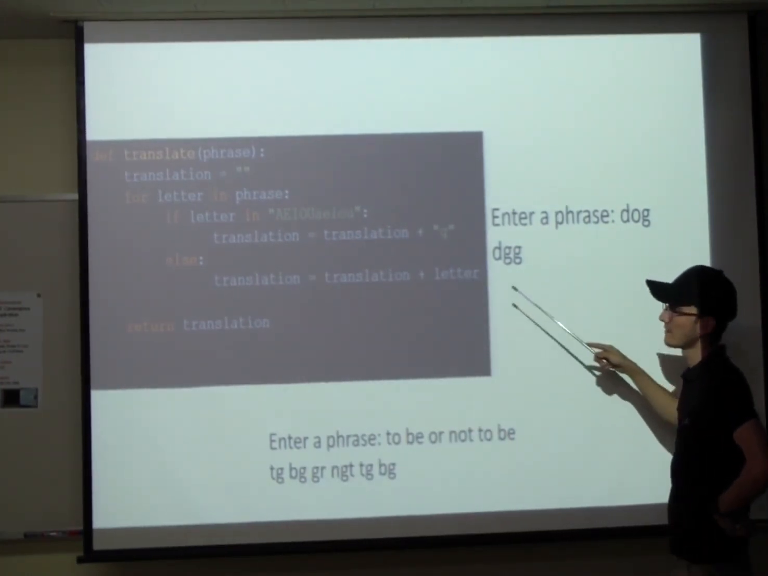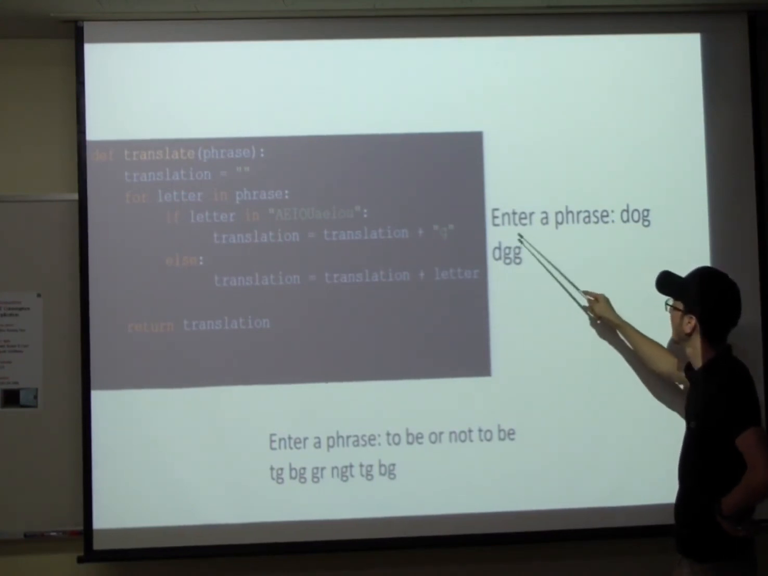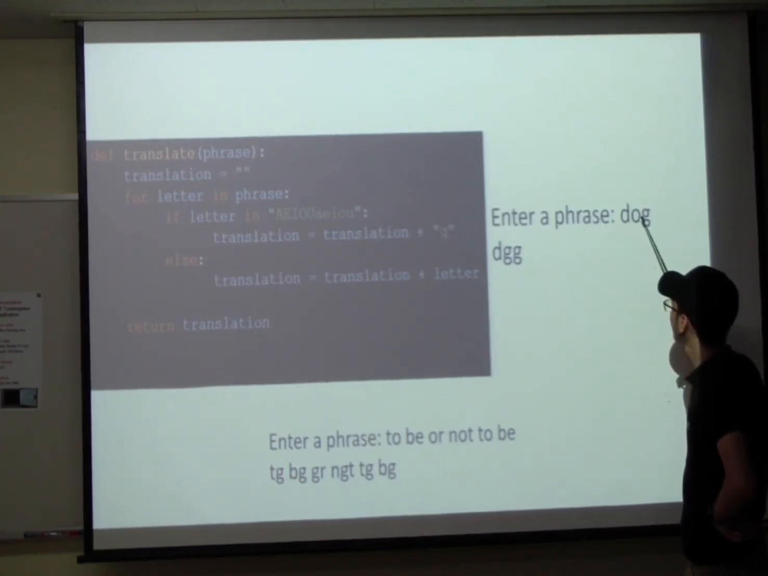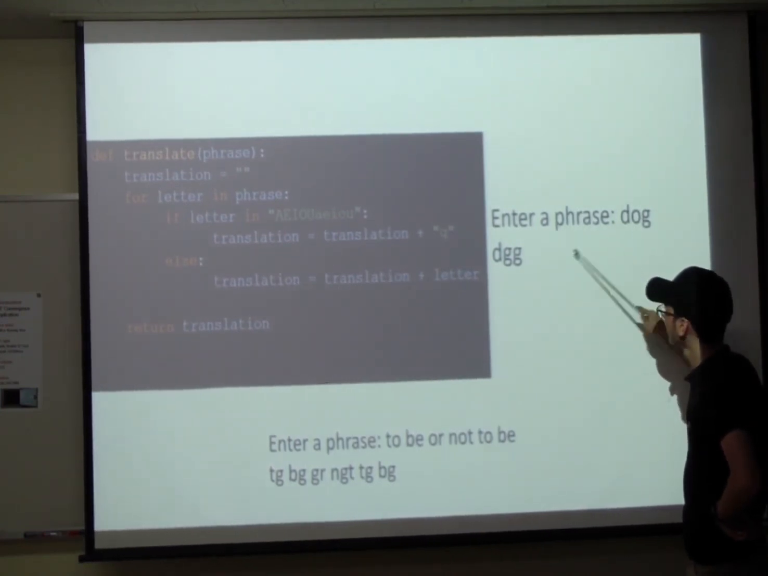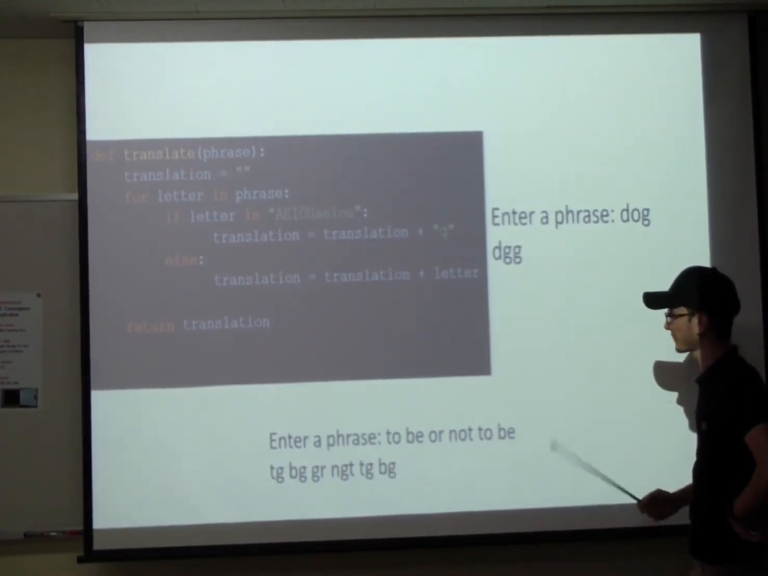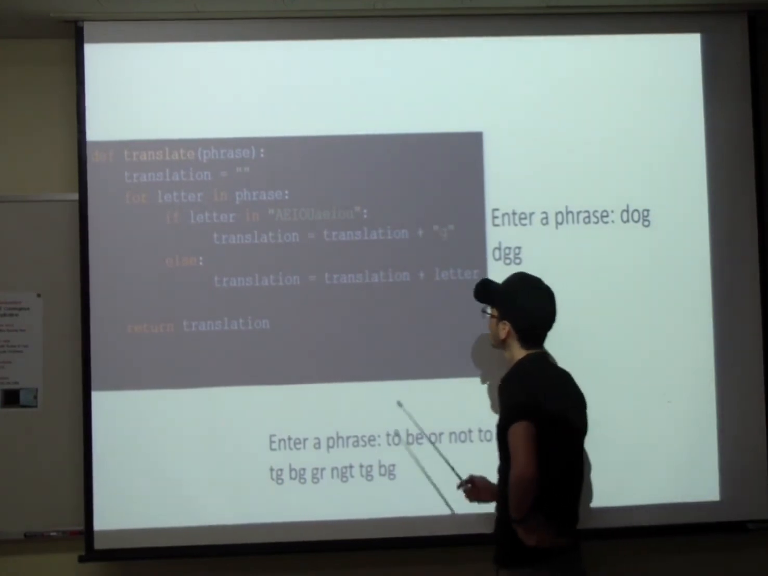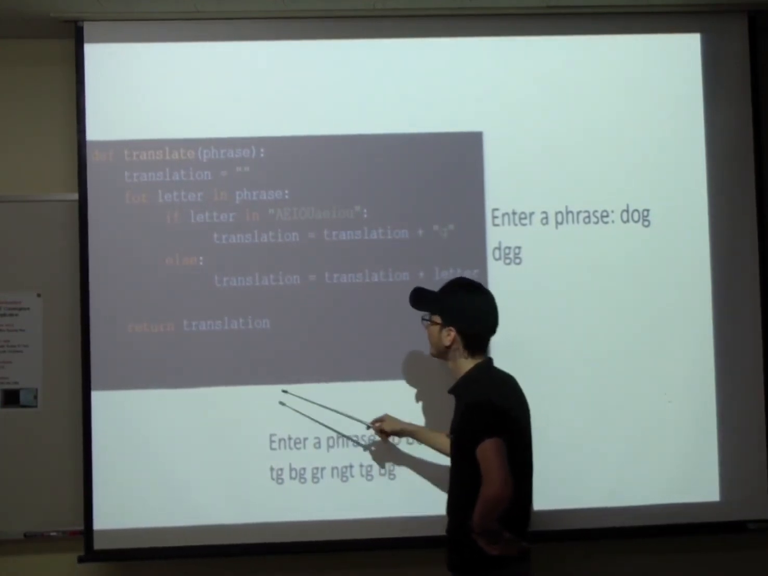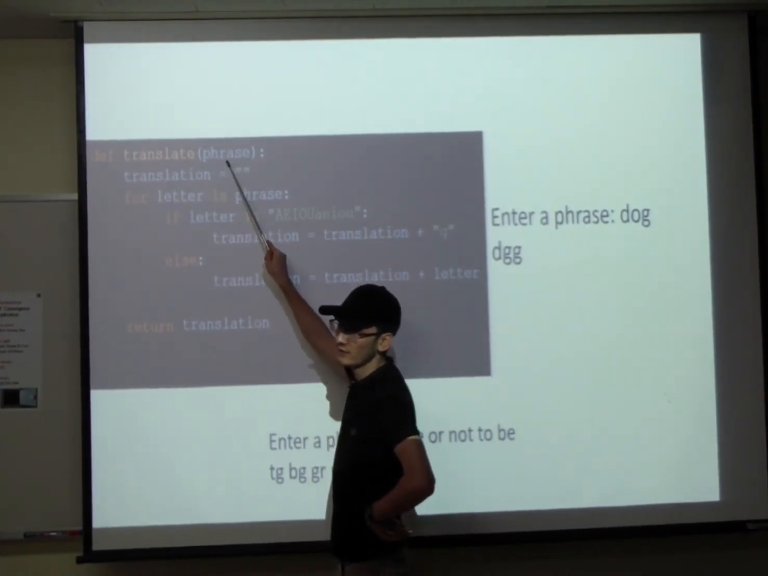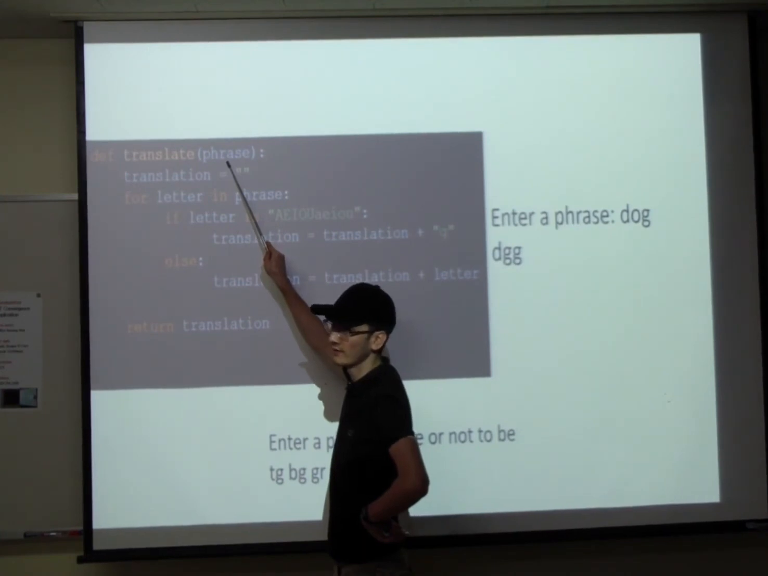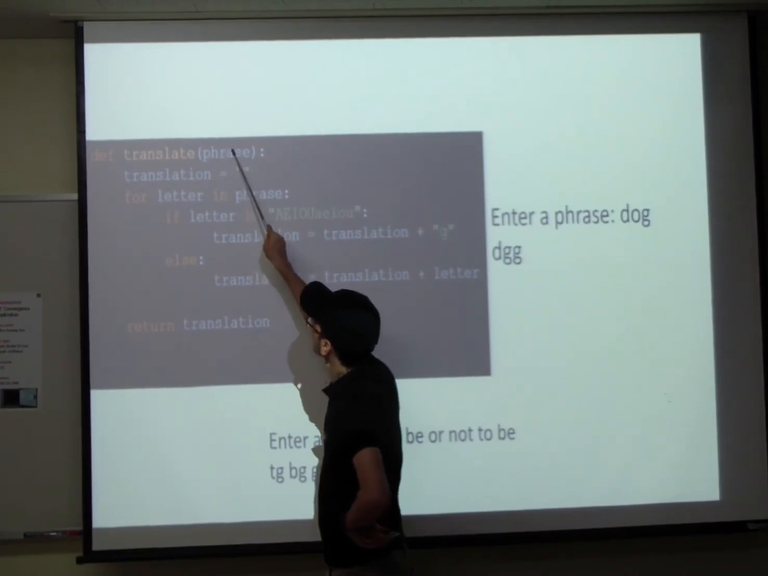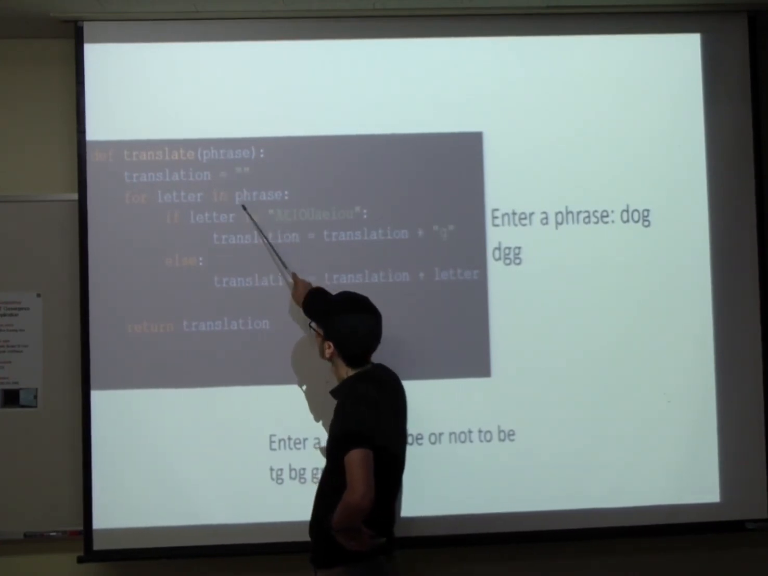So if you run this function, we will have enter a phrase. For example, we enter dog. It will return DGG. Why? We enter dog, and dog comes here. Now this phrase variable takes the dog value. Now this comes here. This is dog.